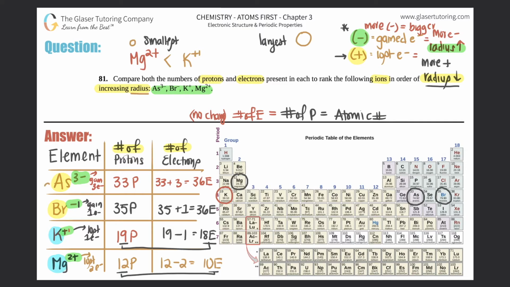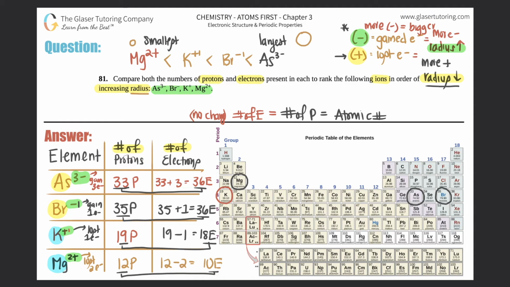Now let's focus on the negatives. The more negative you get, the bigger the radius. So from a -3 to a -1, which one would be the largest out of the two? If you said arsenic, you're absolutely right. As3- should be the largest because it has the largest difference in electrons, from 33 to 36. And bromine goes from 35 to 36, so that's only a difference of 1. So bromine should be right in the middle between the positives and arsenic. So this would be Br-1. And there you go.